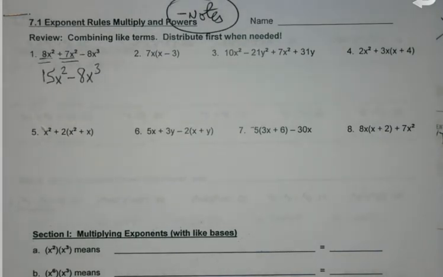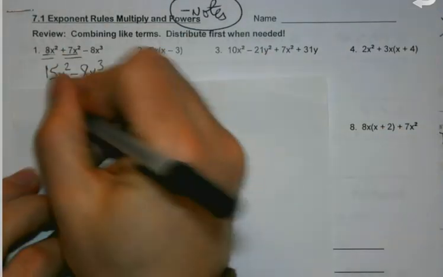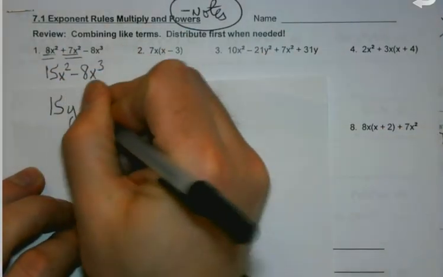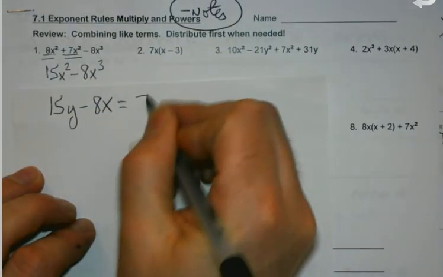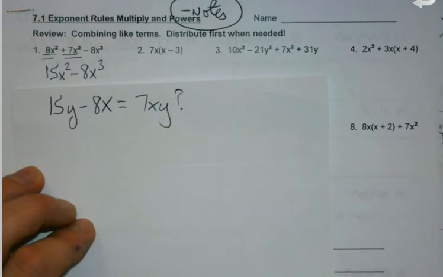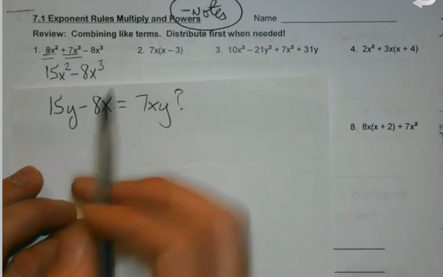Okay, good question. Why wouldn't I just do like 15 minus 8 and then mess with the exponents? Here's how I'll describe that. When we're dealing with the same variable but different exponents, it kind of works like this would. If I had 15y minus 8x, would I call it 7xy? You're like, well, no, because those are x's and those are y's. Well, of course not. Okay, same thing's going on here.